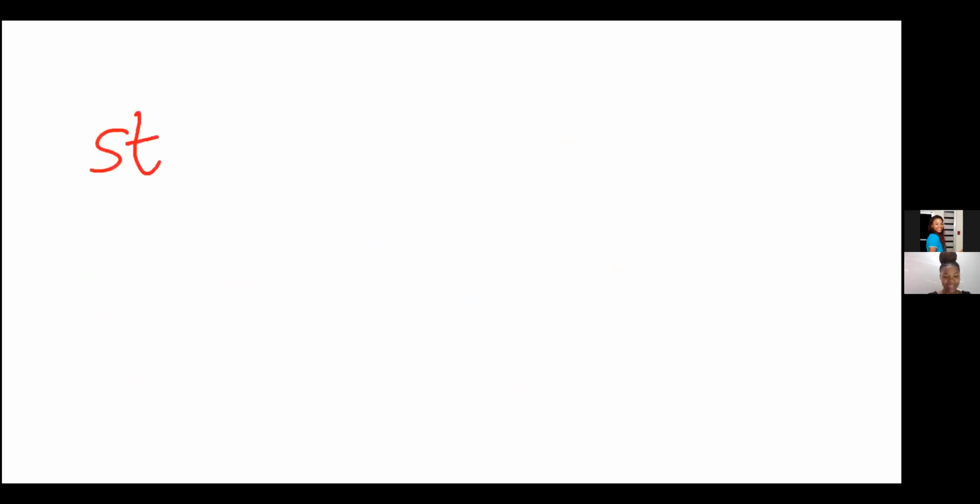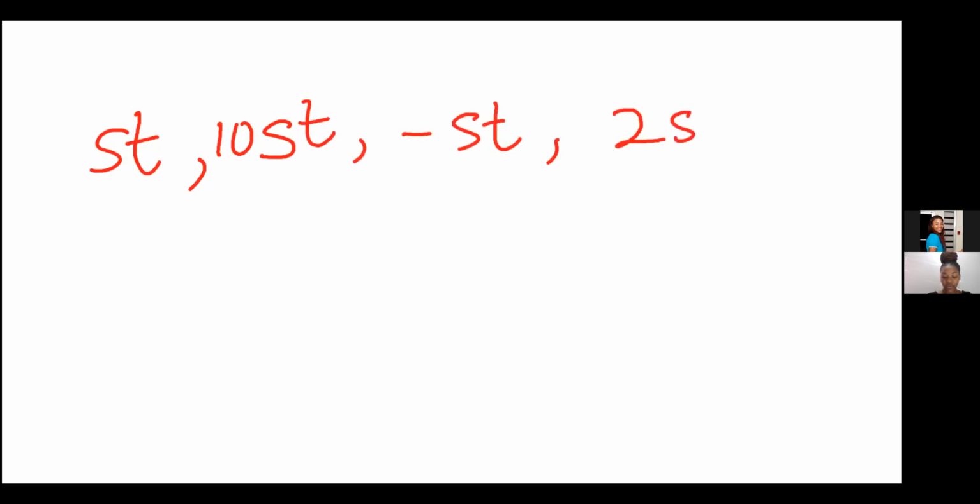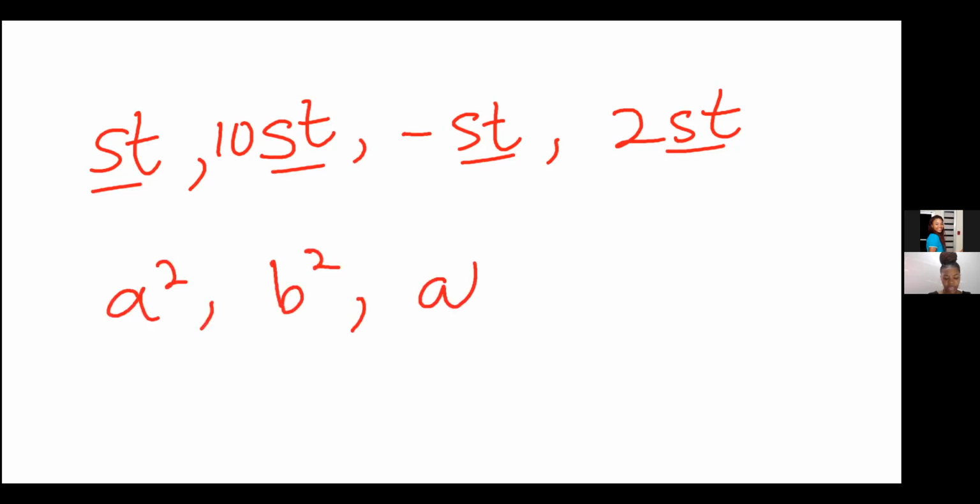ST, 10ST, minus ST, 2ST, all have the same variables, so we can add or subtract these. What if I do a squared, b squared, ab squared, ac squared? Not the same variables. They have to be exactly the same, so these cannot add or subtract. So in order for our variables to add or subtract, they must be exactly the same.